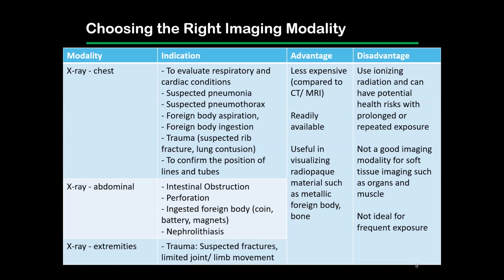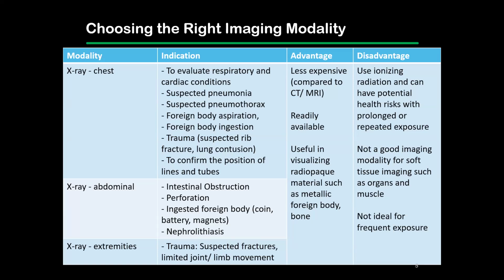When we come to a chest x-ray, you would want to order this if you want to evaluate a respiratory or cardiac condition, and children would come in with different forms of difficulty in breathing, either from pneumonia or congenital heart disease. So it's important for you to go through this. For a patient you're suspecting pneumonia and want to look at this, there is utility of using a point of care ultrasound. However, you could decide to order an X-ray as well.